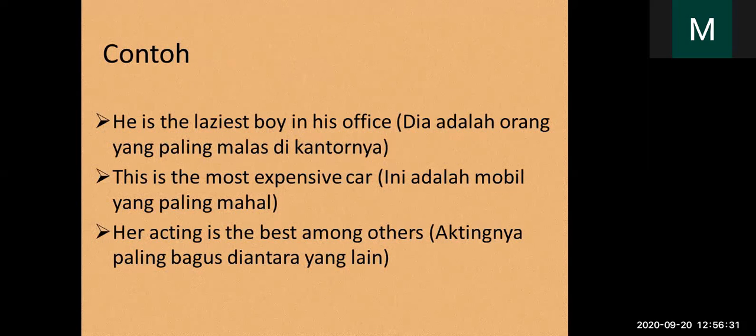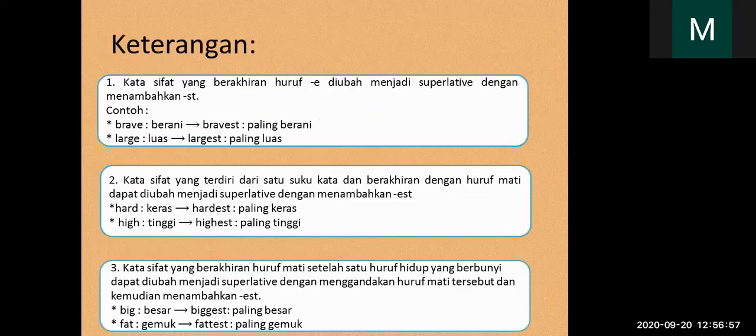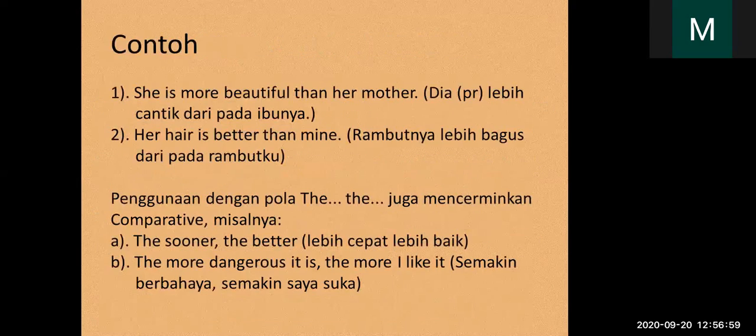So there are two kinds of superlative degree. One is formed with est or st, like laziest, craziest, and others. And if the word has three or more syllables, it uses the most. That's all from me. Thank you.